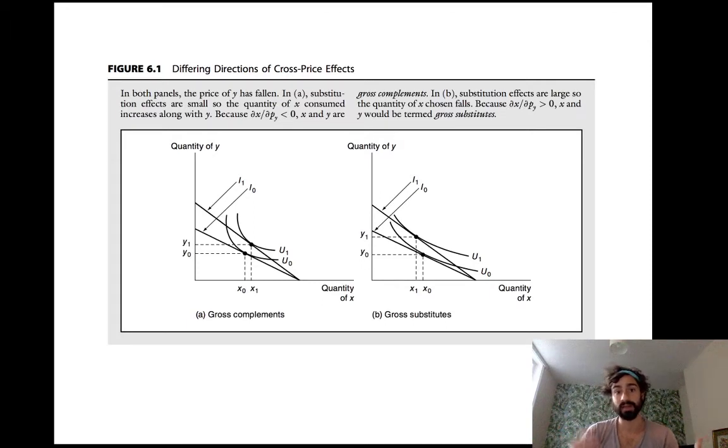Having more left shoes makes right shoes more valuable. And if left shoes are cheaper, I can afford more of them. I want more right shoes to go along with them. Now we're going to compare that scenario to what's happening in panel B.